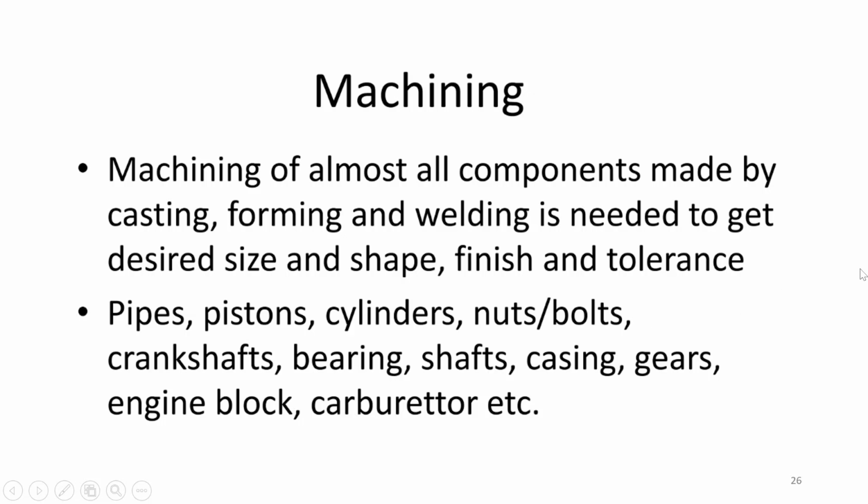Next is machining. So machining of almost all components made by casting, forming and welding is needed to get desired size and shape, finish and tolerances. Pipes, pistons, cylinders, nuts and bolts, crankshaft, bearing, shafts, casing, gears and engine block, carburetor, etc. all these are made using machining. So machining is a secondary process. So you will be providing some precision and all those tolerances. So to reduce roughness as well, you will be using machining.